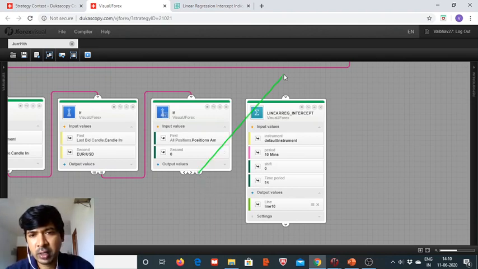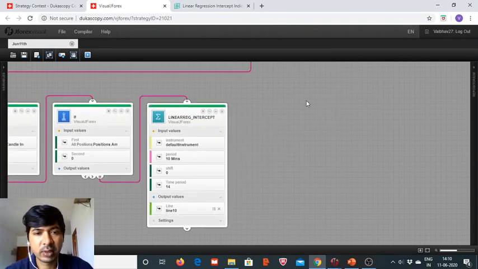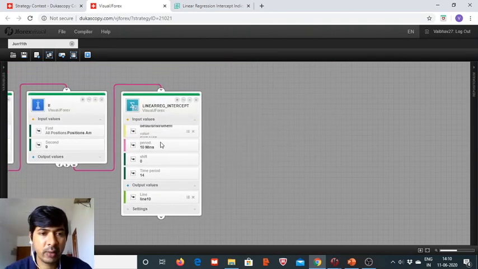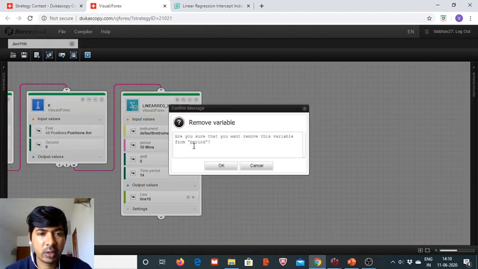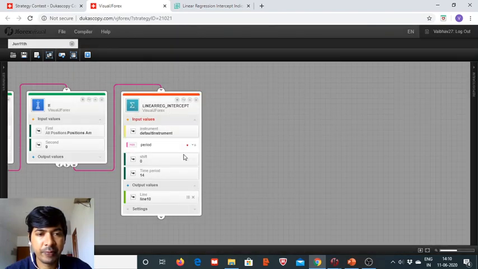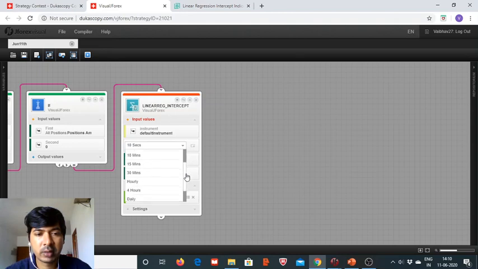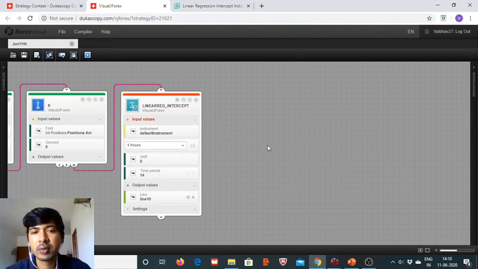So here we now shift our attention to the linear regression intercept, and here we will need to define it on the 4-hourly time frame. So we get this, we make it 4 hours, and this should be shift 1.